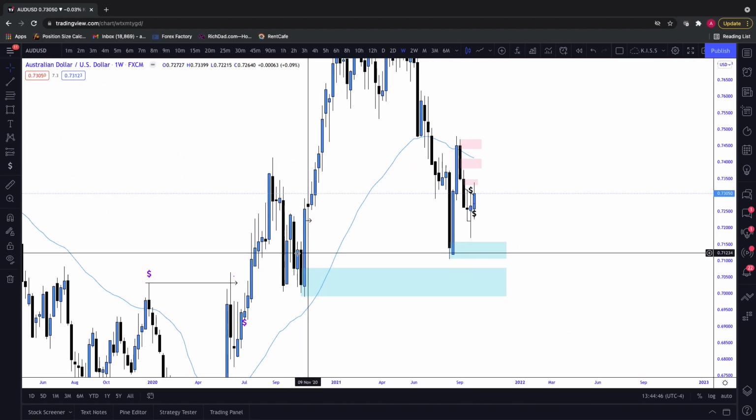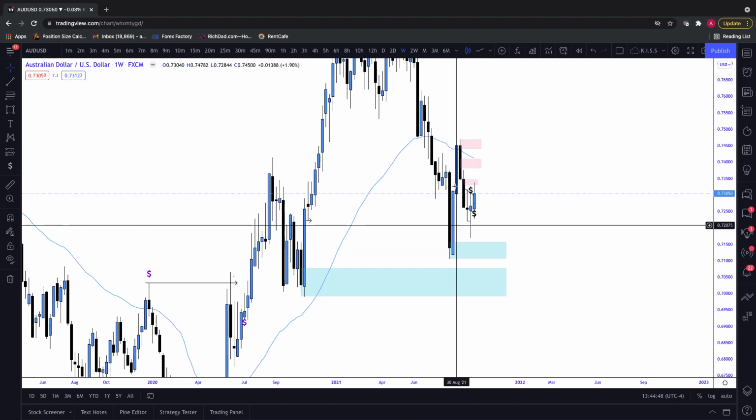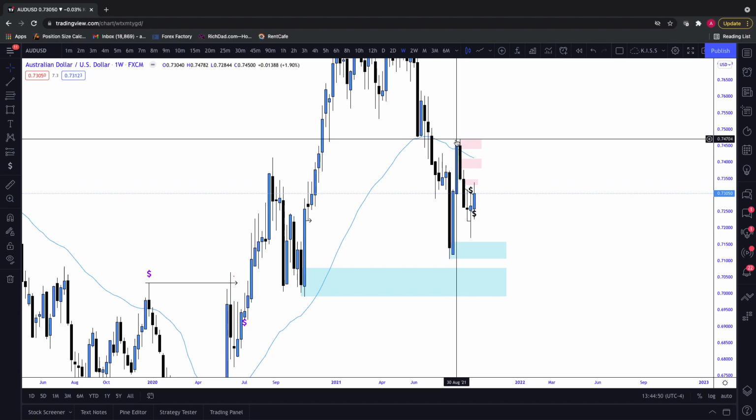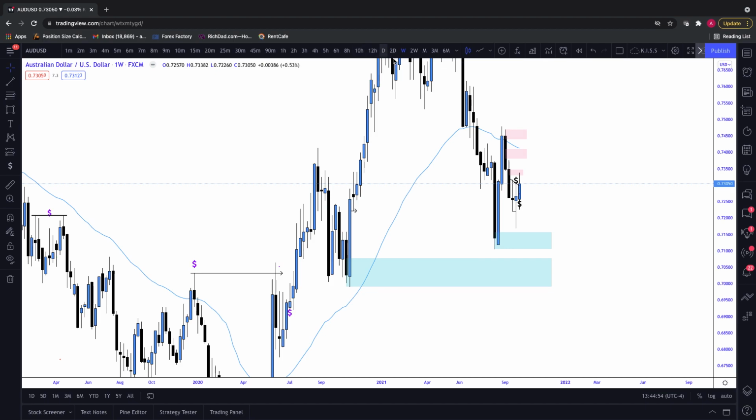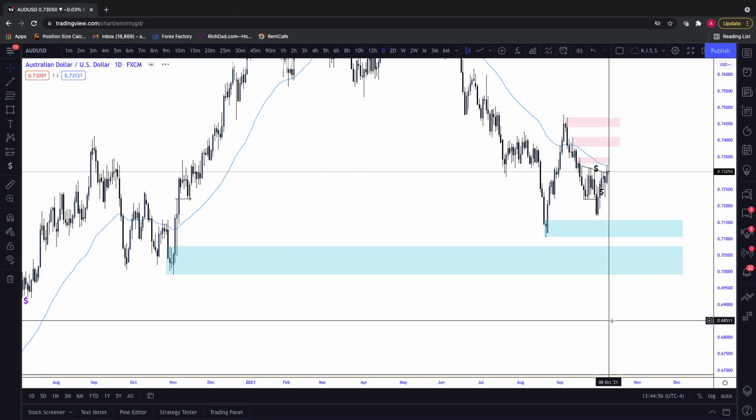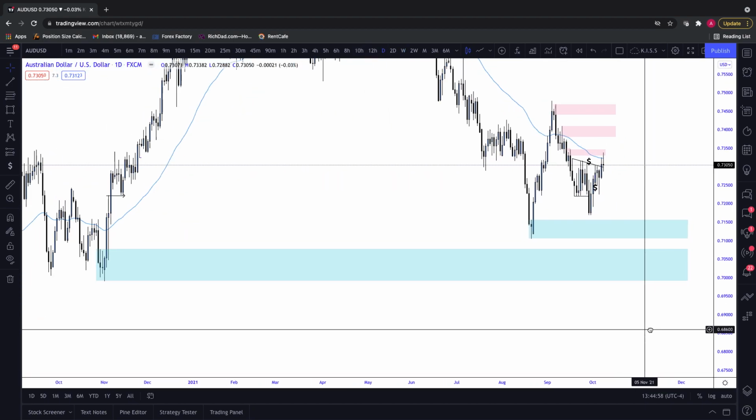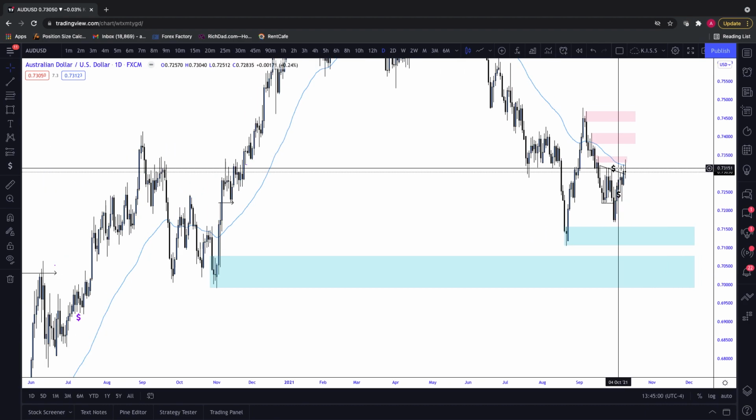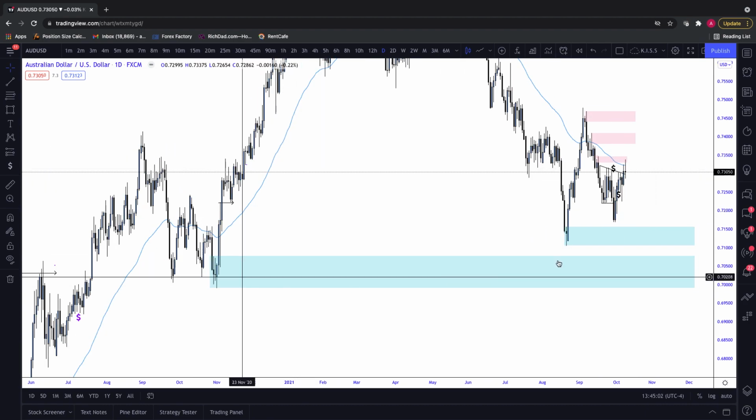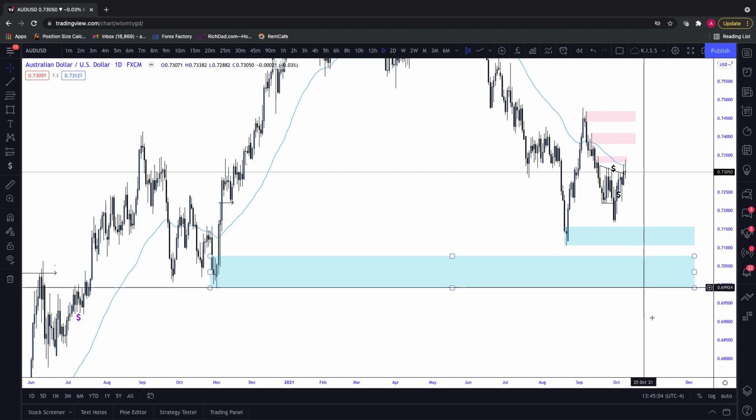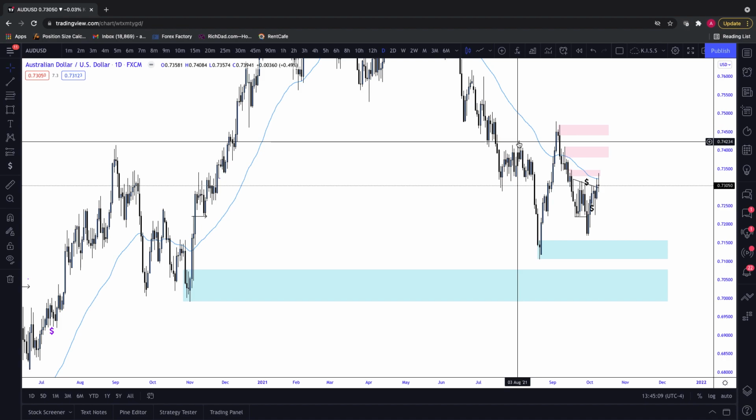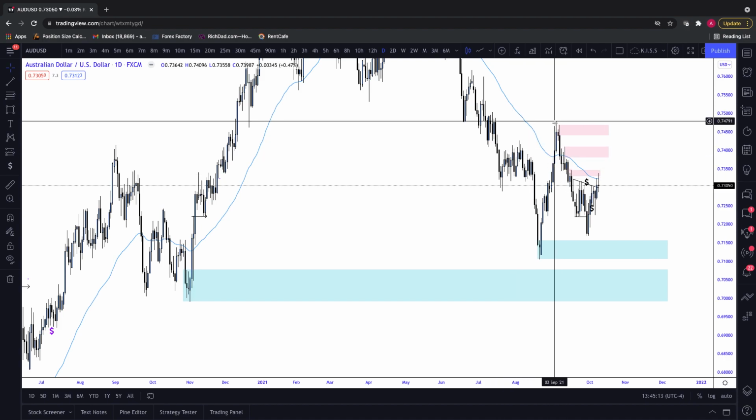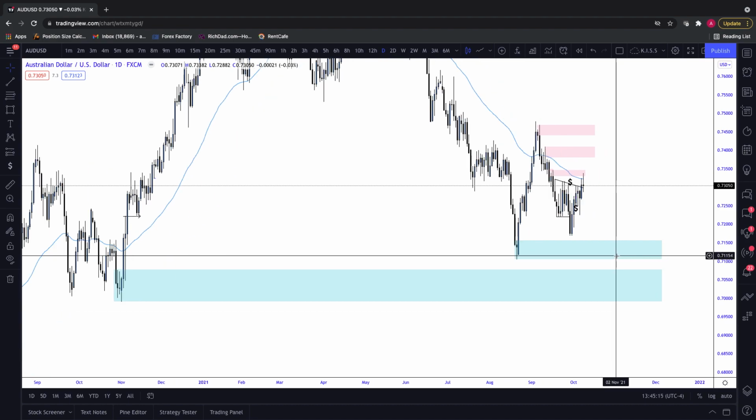Obviously we had the reaction here, but there hasn't been much of a follow through. Personally, pairing this with the other dollar pairs, I think we could potentially be in for another low to occur. I'm potentially viewing this not so much as a break of structure, but just a run on liquidity for a potential new low. Now, I could be wrong.